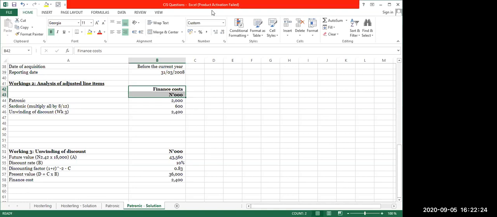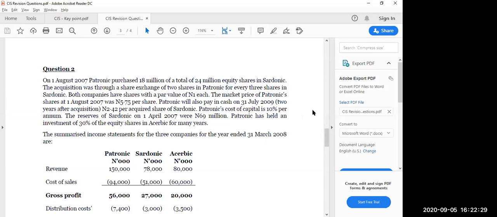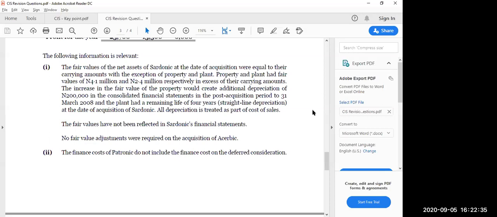So I'll just open the question, so I can see what they said in that place. I read additional information one, which talks about the fair value of the subsidiary's net asset. The fair values of the net asset of Sardonic at the date of acquisition were equal to their carrying amount, with the exception of property and plant. Property and plant had fair values of 4.1 million and 2.4 million respectively, in excess of their carrying amount. The increase in the fair value of the property would create additional depreciation of 200,000 in the consolidated financial statement in the post-acquisition period. So, no begging, we can see an extra depreciation already clearly stated in the question of 200,000.